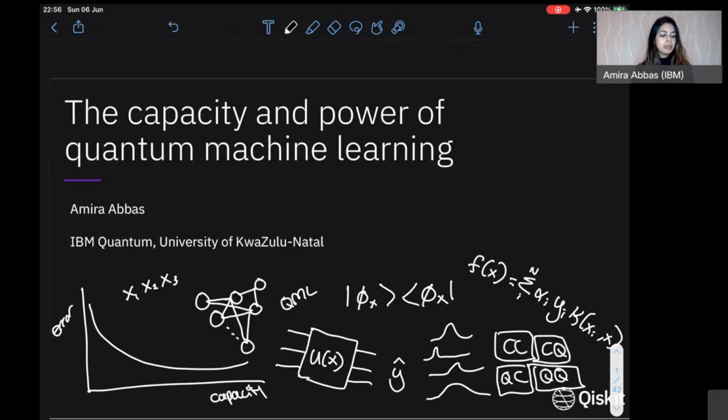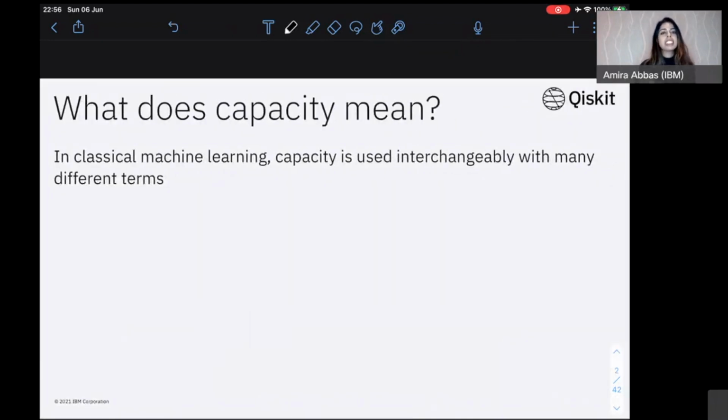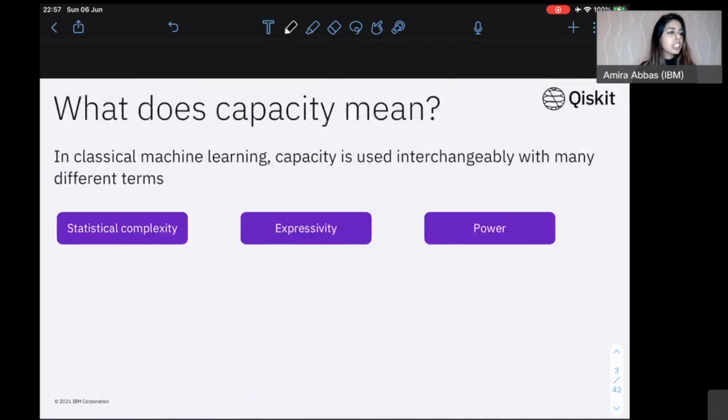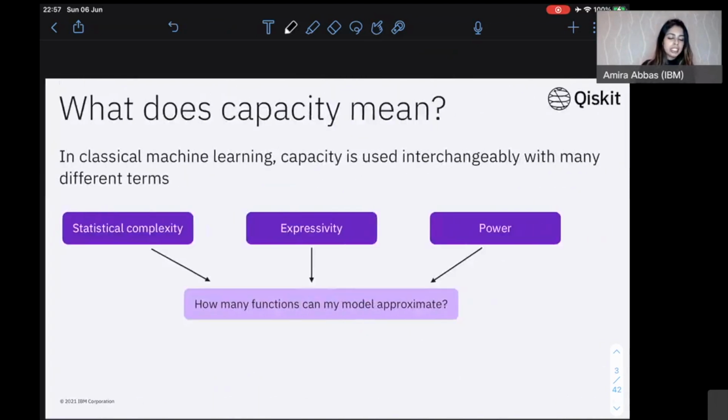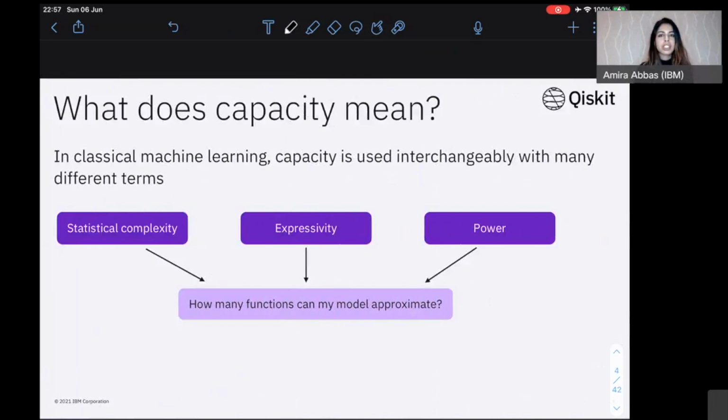So let us begin by discussing, what does capacity even mean? In classical machine learning, capacity actually has a lot of different associations. I think that people use the term capacity a lot with lots of other different things. And this typically gets thrown around interchangeably with statistical complexity, expressivity, the power of a model. But really, we can think about capacity quite simply as how many functions can my model actually approximate? And the more functions my model can approximate, then it should have a higher capacity.